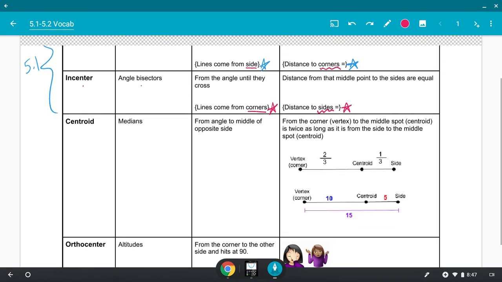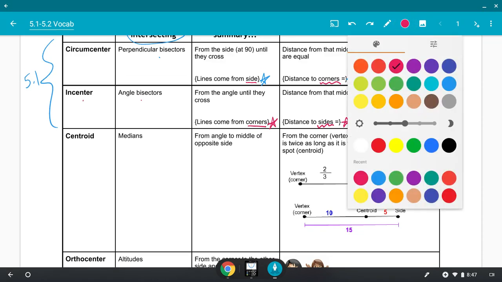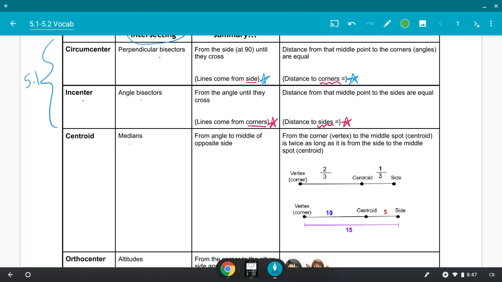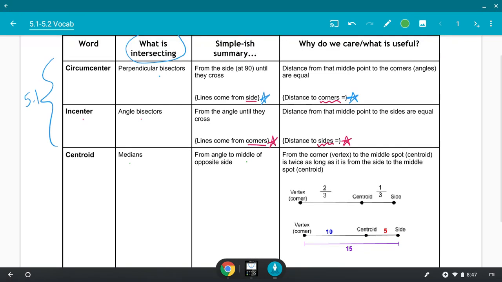Then the centroid is what we were just talking about and doing examples with. That's when the medians cross. It's from the angle to the middle of the opposite side. The reason we care about it, why it's useful, is again from the vertex or the corner to the centroid, it's 2/3 the length, and then it's 1/3 the rest of the way. So for example, if you have a 15 unit long segment, then this part's 10 and this part's 5, totaling up to 15.